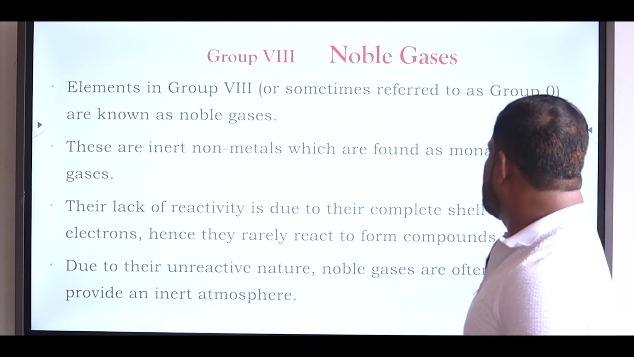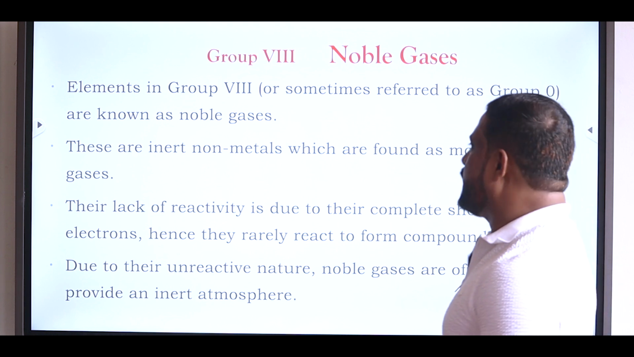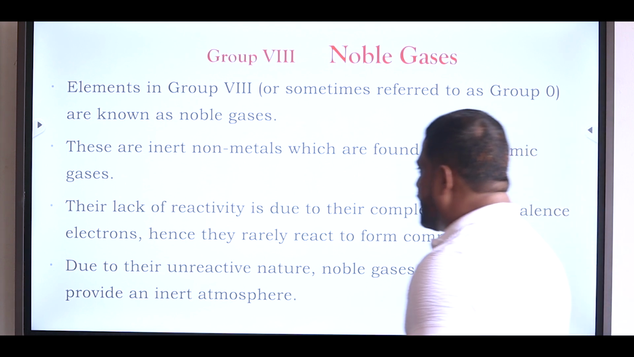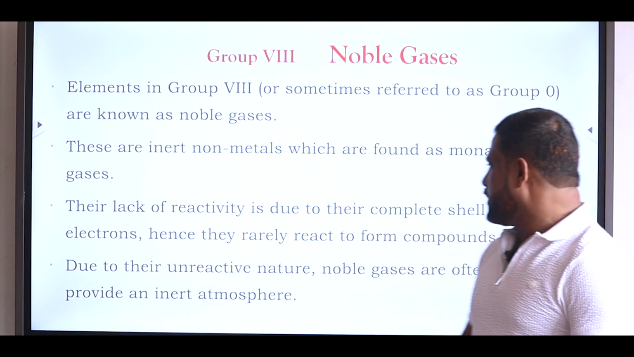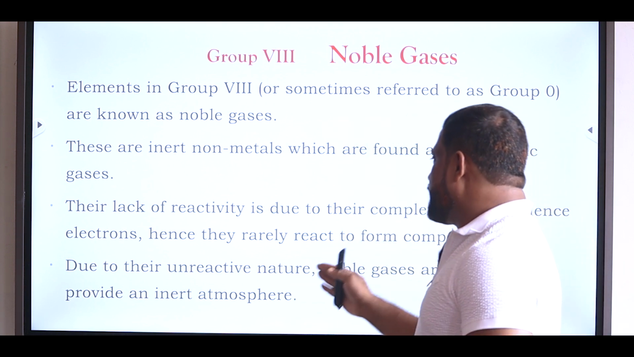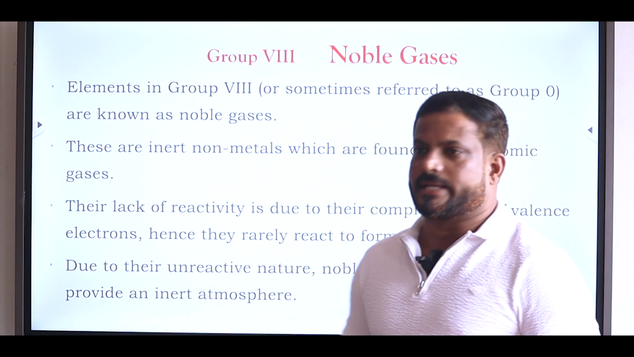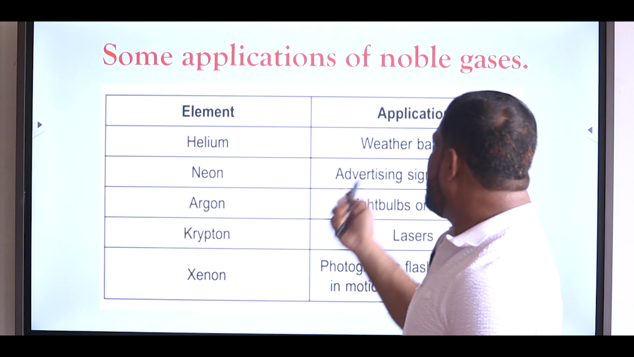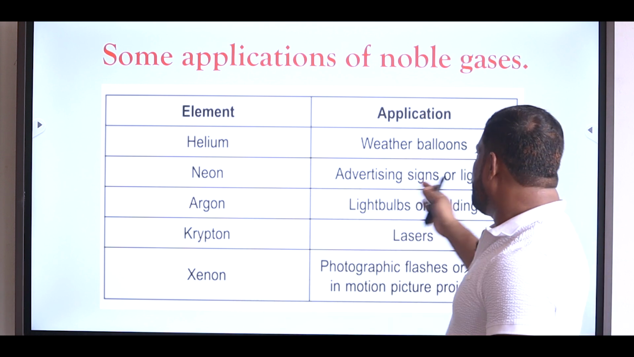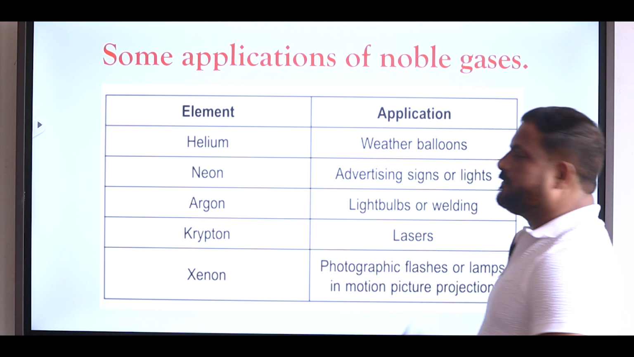Elements in group 8 are known as noble gases. These are inert non-metals which are found as monatomic gases. Their lack of reactivity is due to their complete shell of valence electrons. Hence, they rarely react to form compounds. Under certain conditions, some xenon compounds are noticed. Due to their unreactive nature, noble gases are often used to provide an inert atmosphere. Some applications of noble gases: helium is used in weather balloons, neon in advertising signs, argon in light bulbs, krypton in lasers, xenon in photographic flashes.